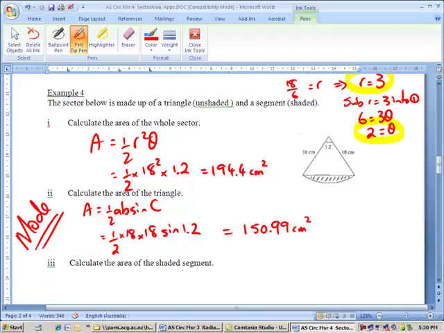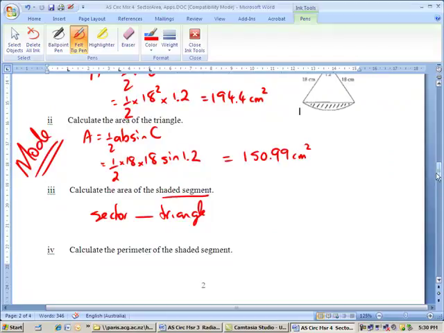So obviously the area of the shaded segment is going to be the difference between those. It's going to be the sector minus the triangle. Remember, you want to retain as much accuracy as possible, so you're not going to end up with a premature rounding error.